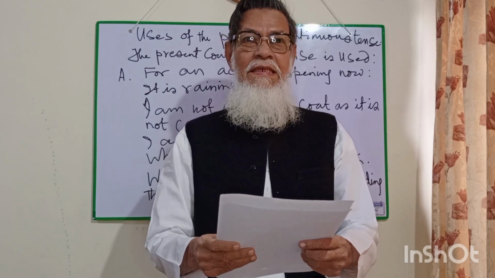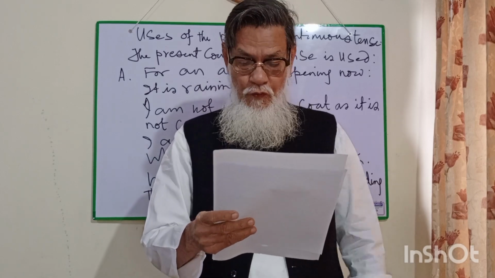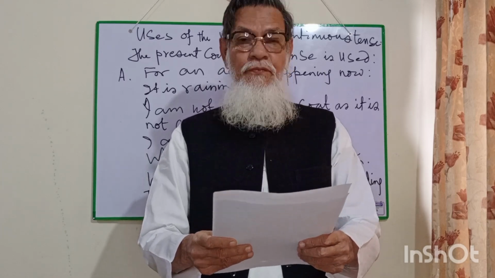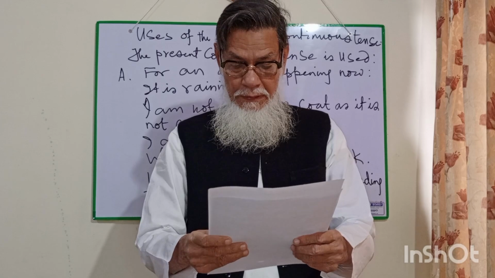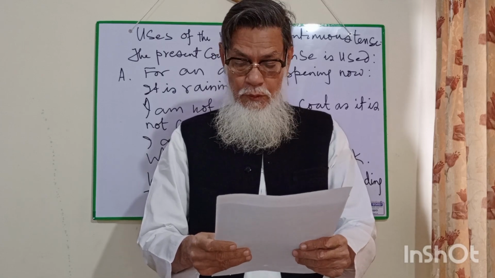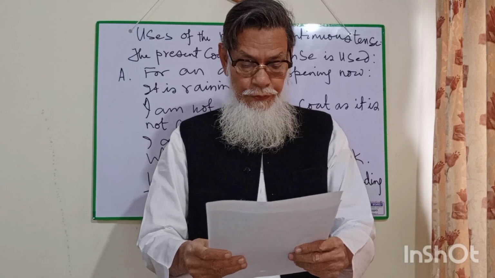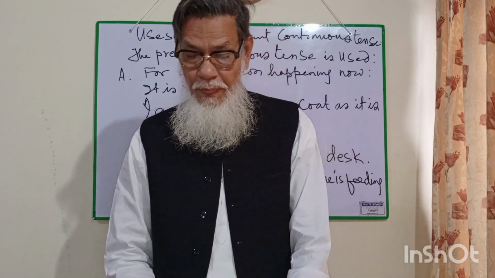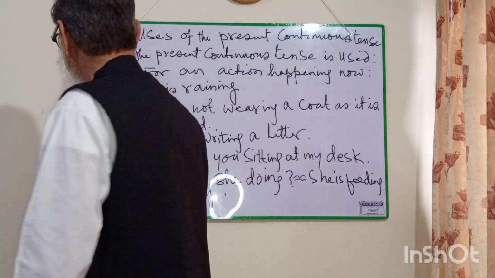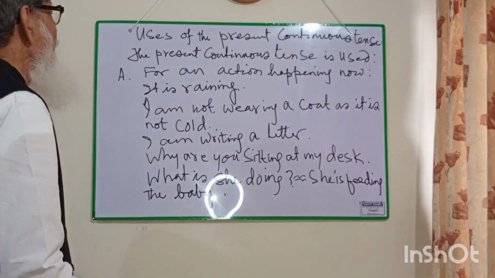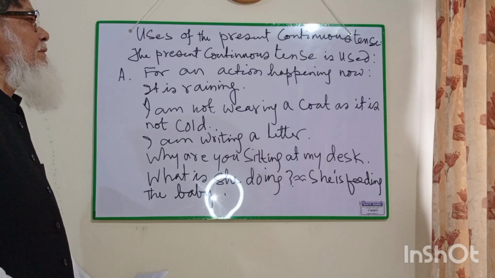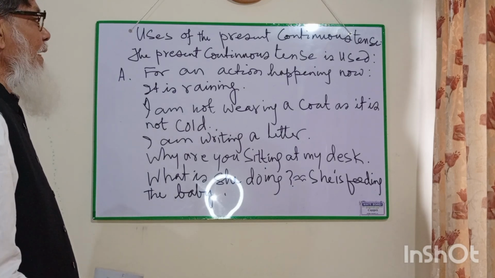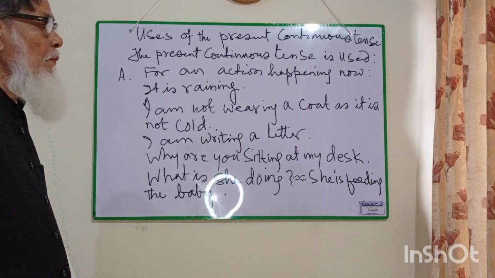In our last session, we discussed how to form the present continuous tense and the spelling of the present participle. In this session, we shall discuss uses of the present continuous tense. The present continuous tense is used A. For an action happening now.